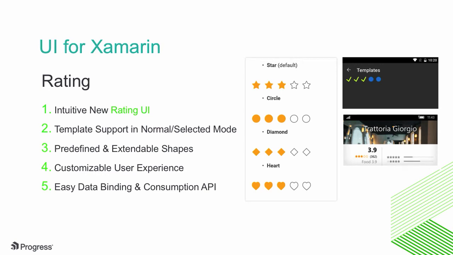You get templated support to customize the normal and the selected mode of each of the items in your rating control. And of course, it is developer friendly, so there is a nice data binding and consumption API, so you can use the results of the rating control in your code behind.